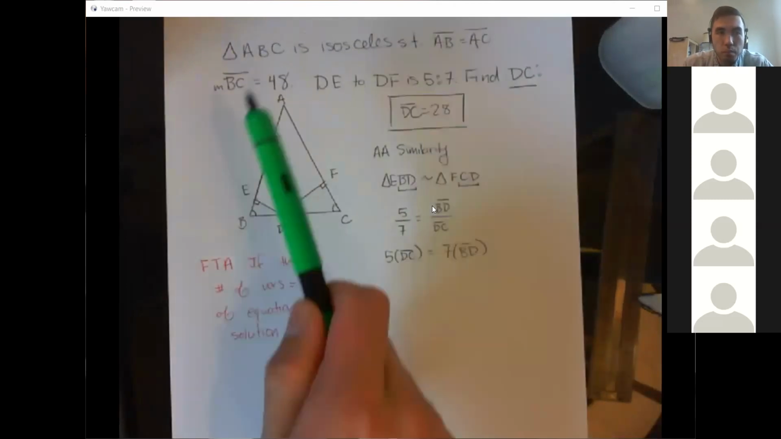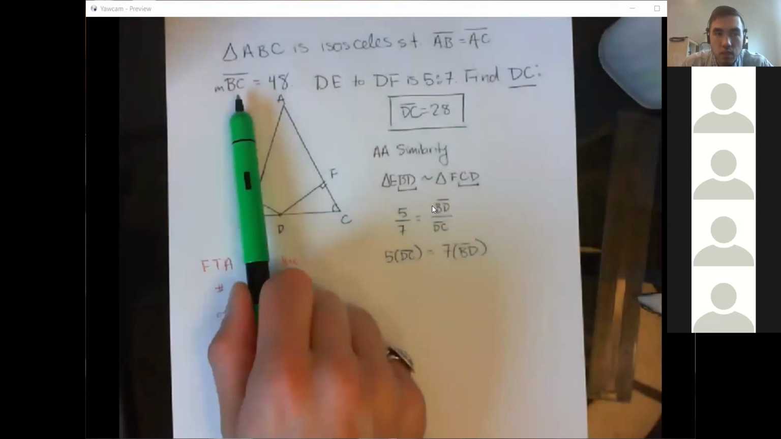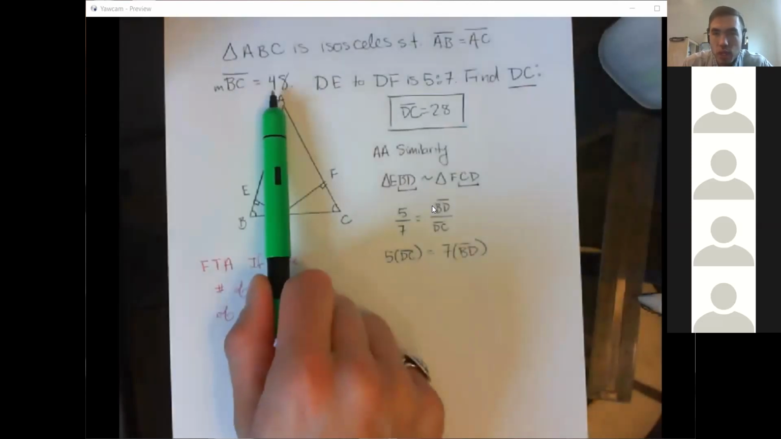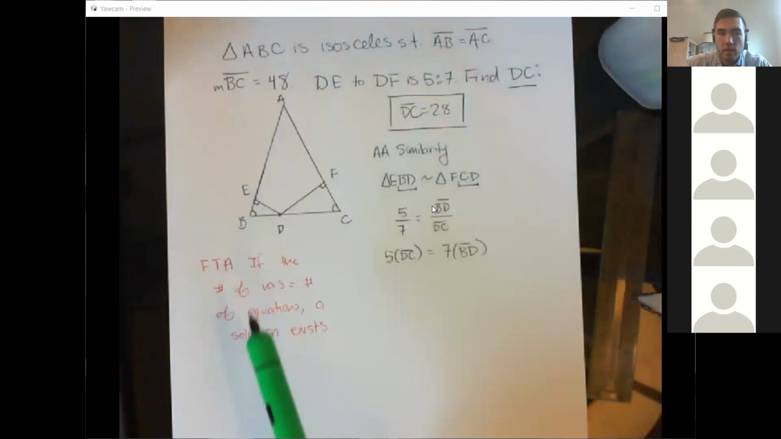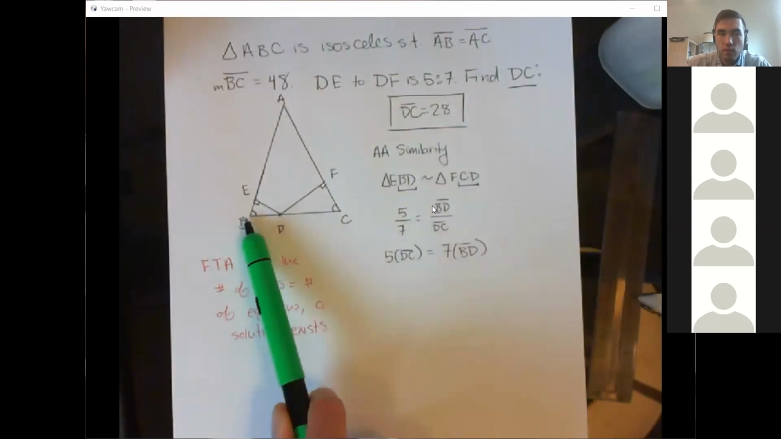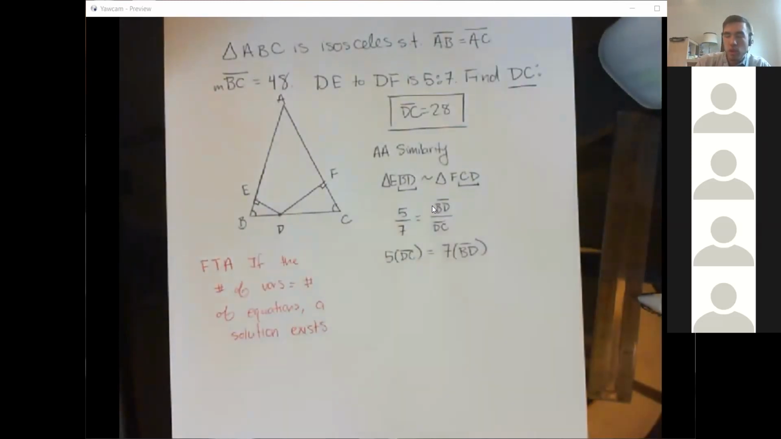So here's what we know. The measurement of length BC is 48. So what's the other equation that I can write? This whole length down here, from here to here, that's 48. So what other equation can I write that relates these two?